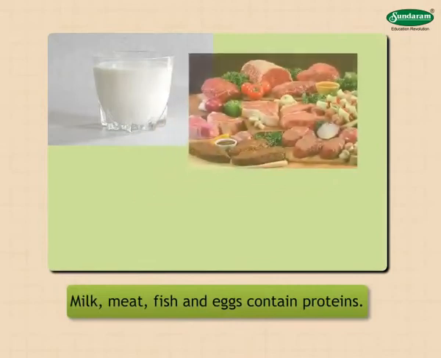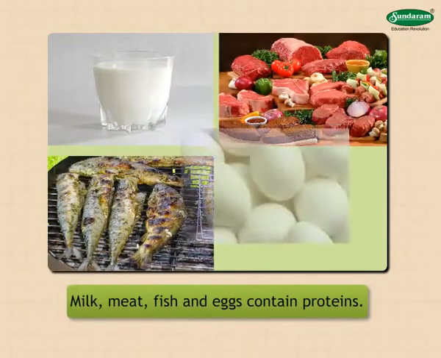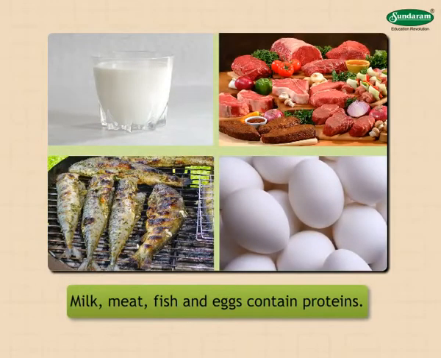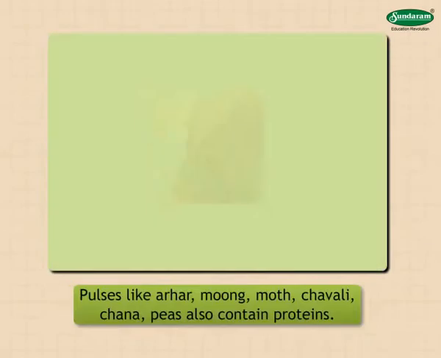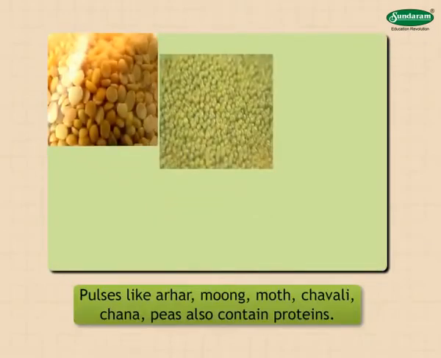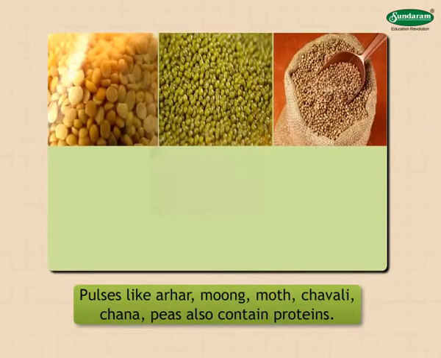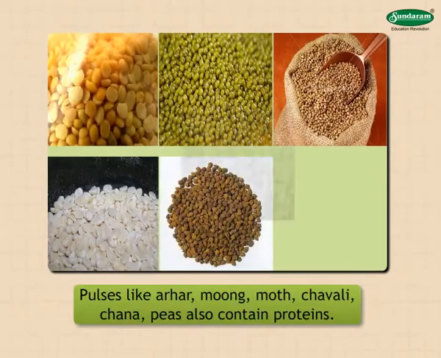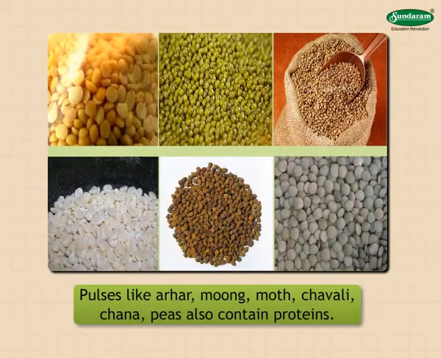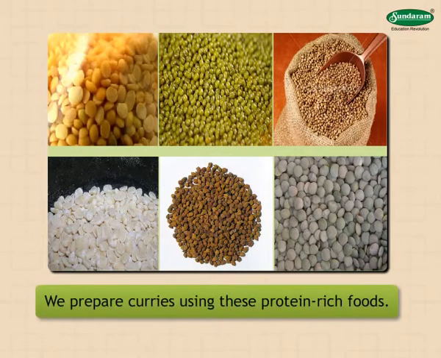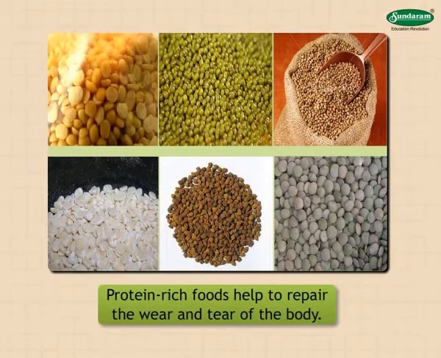Milk, meat, fish, and eggs contain proteins. Pulses like arhar, moong, moth, chawli, chana, peas also contain proteins. We prepare curries using these protein-rich foods. Protein-rich foods help to repair the wear and tear of the body.